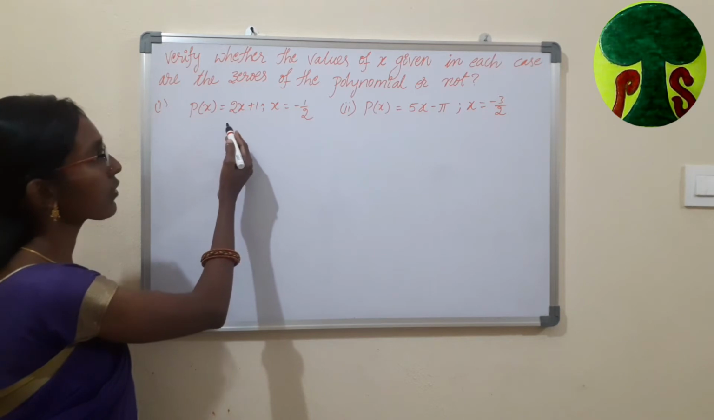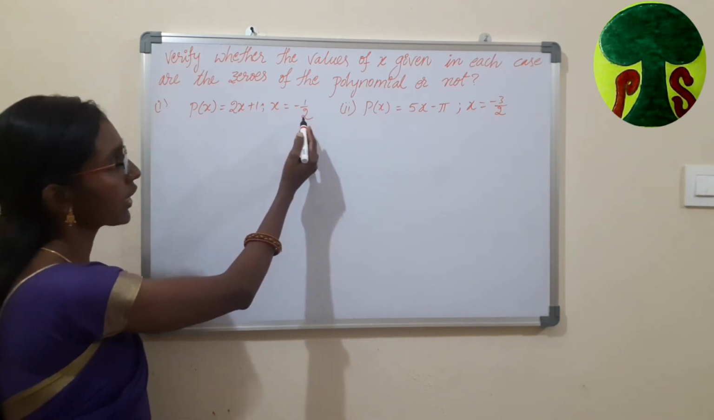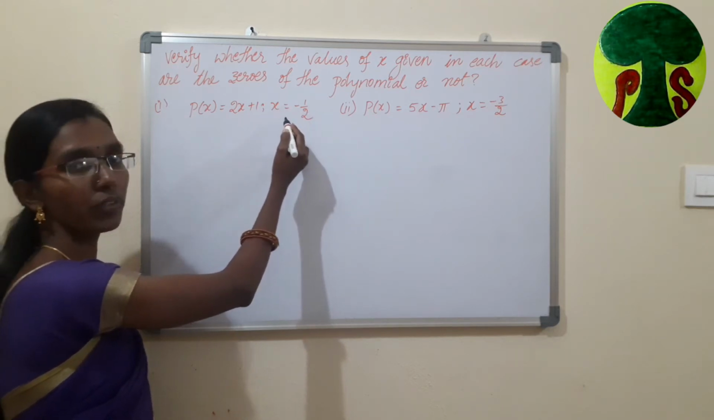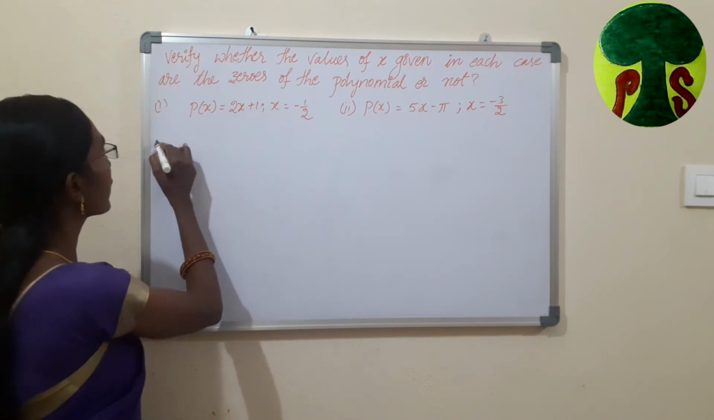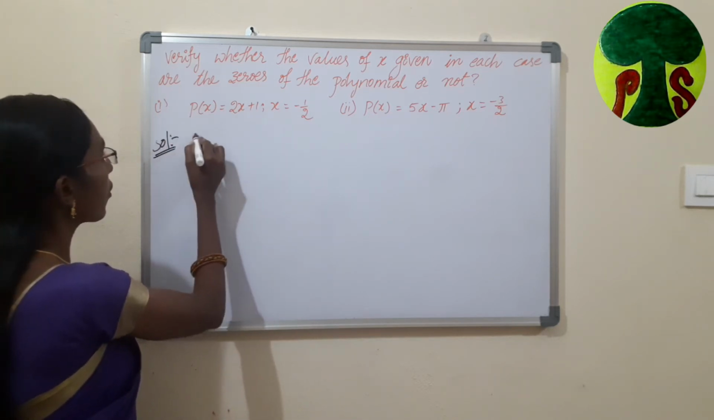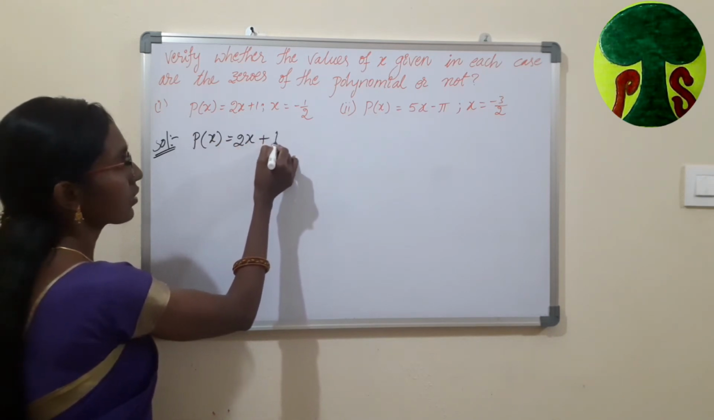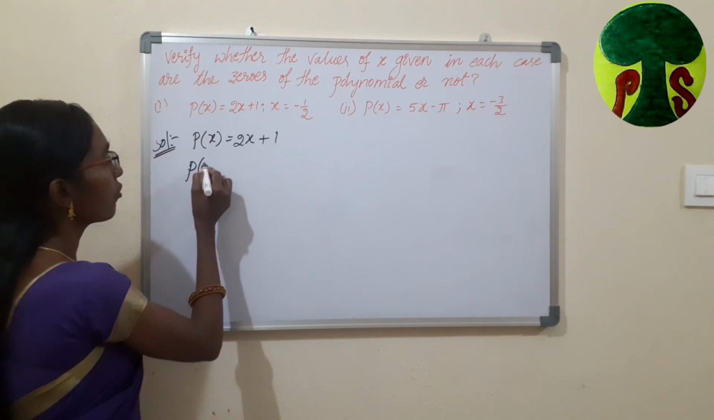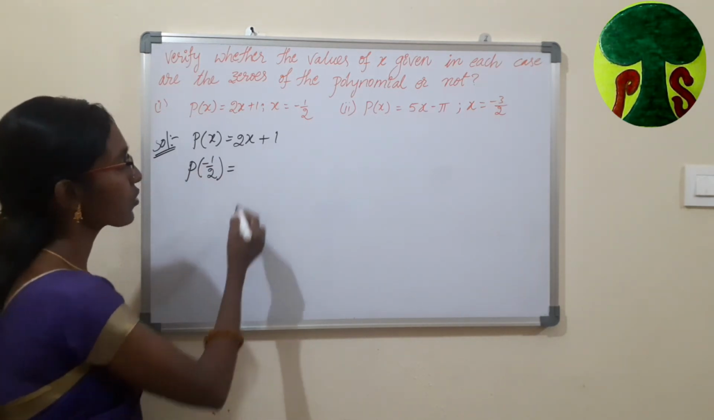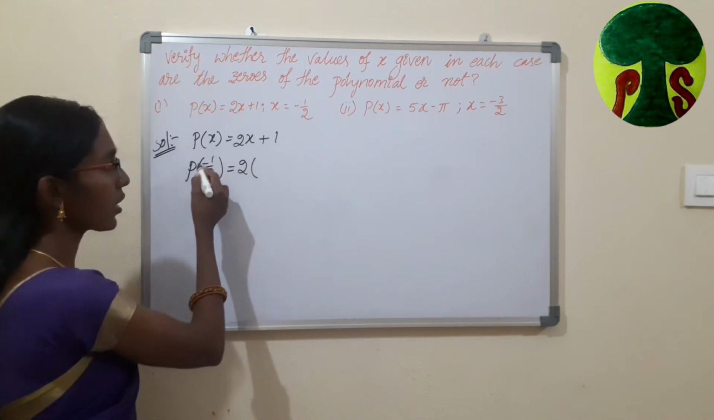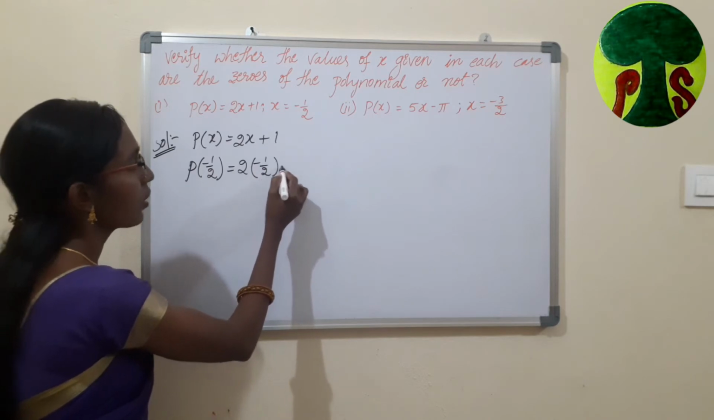P of x is equal to 2x plus 1, where x equals minus 1 by 2. We have to check whether x equals minus 1 by 2 is a zero of the polynomial 2x plus 1 or not. Here is the solution. The given polynomial is P of x equals 2x plus 1. Now we have to find P of minus 1 by 2. P of minus 1 by 2 is equal to 2 into, in the place of x we substitute minus 1 by 2, plus 1.